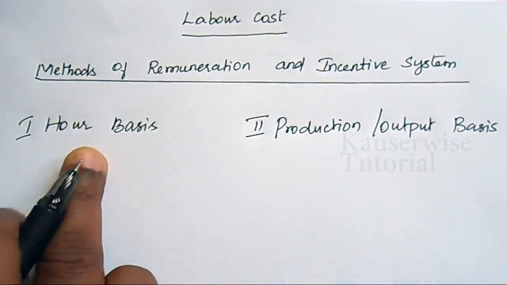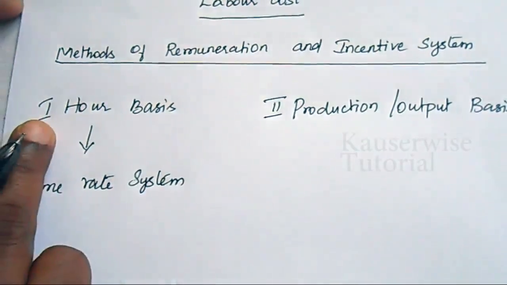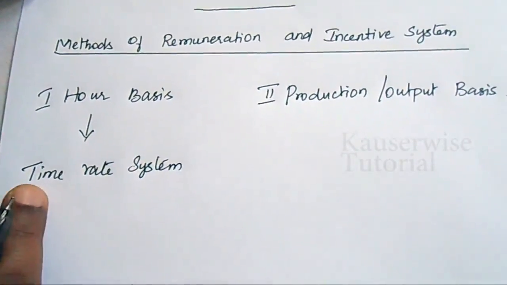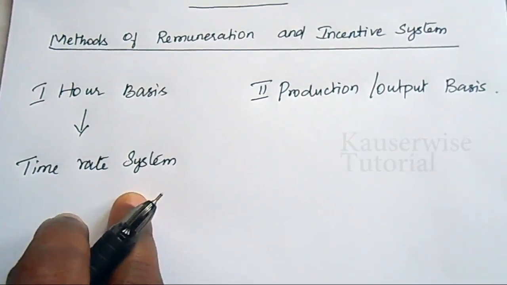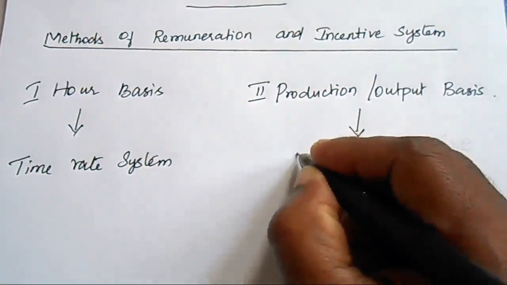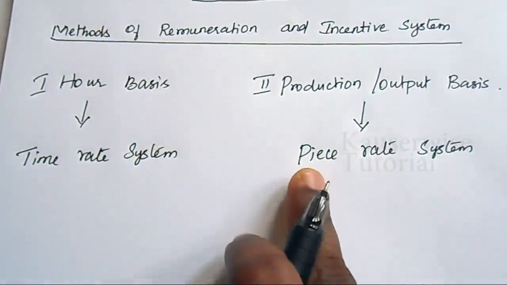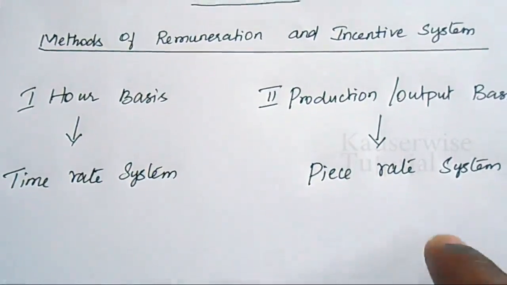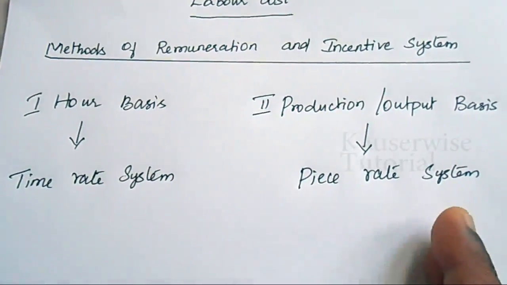Hourly basis is otherwise called the time rate system. So on the basis of hours, this is called the time rate system. Based on the time, they'll calculate the wage. The second one is the production or output basis. This is called the piece rate system. Piece rate system means based on the output, the number of pieces produced by the employee for a particular time, they'll calculate the wage. These are the two bases: one is the time rate basis, another one is the piece rate basis.